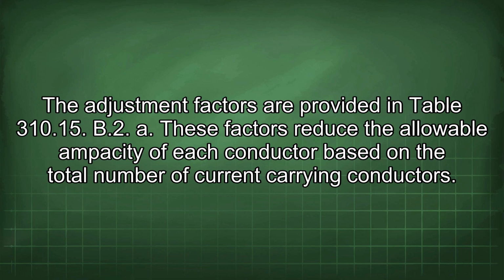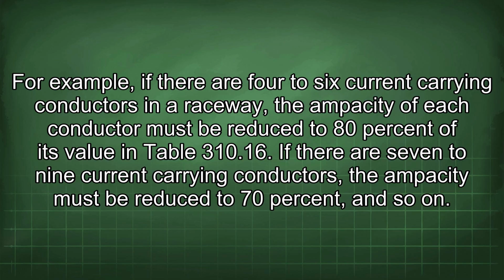B2a. These factors reduce the allowable ampacity of each conductor based on the total number of current-carrying conductors. For example, if there are 4 to 6 current-carrying conductors in a raceway, the ampacity of each conductor must be reduced to 80% of its value in Table 310.16. If there are 7 to 9 current-carrying conductors, the ampacity must be reduced to 70%, and so on.